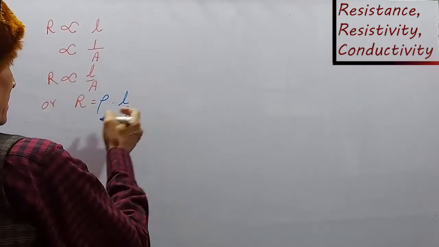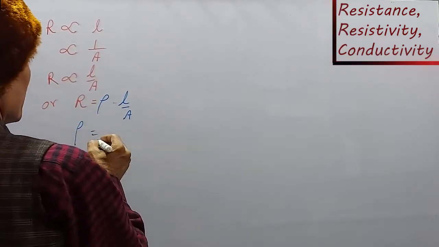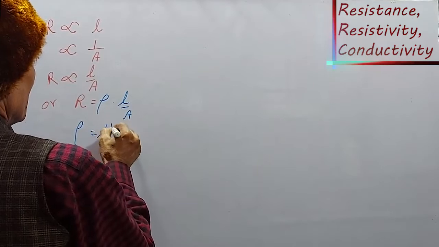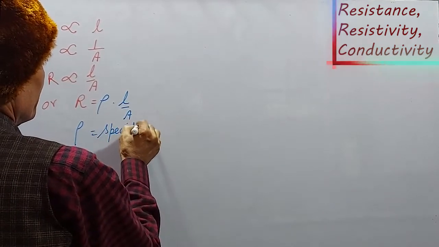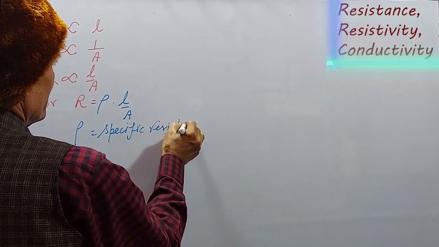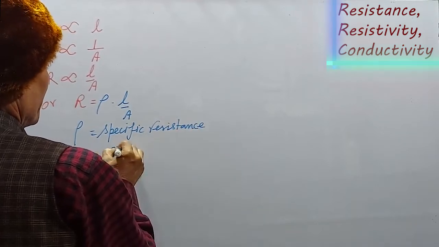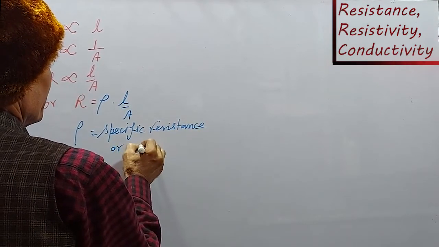Here rho is called specific resistance or resistivity.